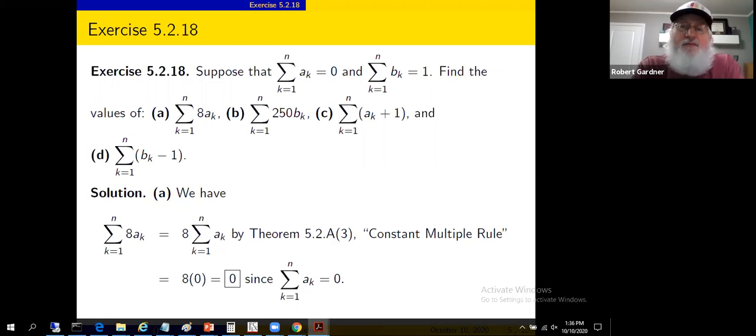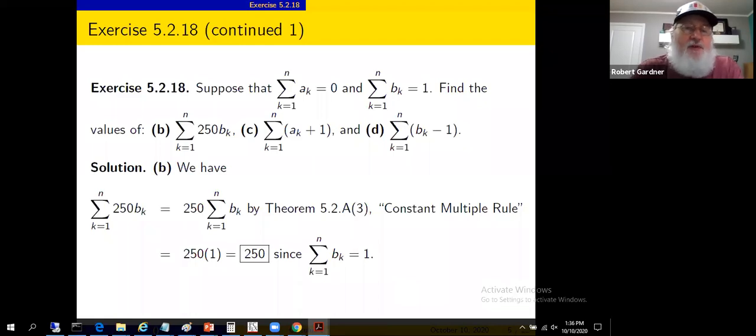Part B, same thing, except it uses the b sub k's. Suppose we had a sum from k equals 1 to n of 250 times b sub k. Well, I can bring the 250 out. I can factor it out. Strictly speaking, I'm using theorem 5.2, point A, part 3 again, the constant multiple rule. Do you know what the b sub k sum to? Yeah, they told you that as well. Sums to 1, so we've got 250 times 1, which is 250. So pretty straightforward stuff.